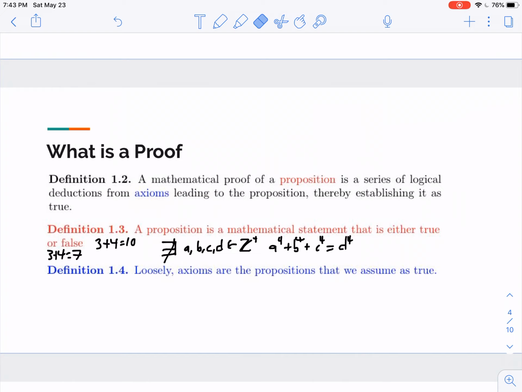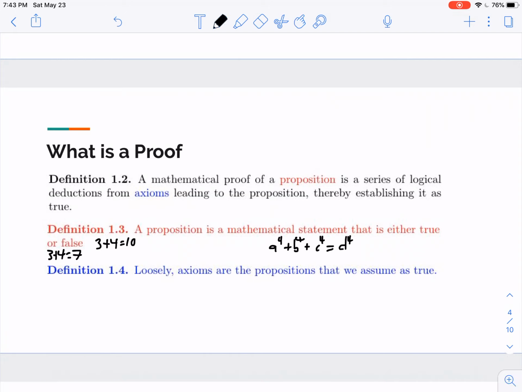So there's lots of different things that can be propositions, but the important thing is that they're either true or false. So importantly, if we got rid of this first part here, then this is no longer a proposition, because a to the fourth plus b to the fourth plus c to the fourth equals d to the fourth. Well, that's true if the numbers are all 0, but it's false if the numbers are all 1. So it's no longer a proposition because it's no longer either true or false, right? It's sometimes true and sometimes false. So propositions need to be well defined as something that we can prove or disprove.